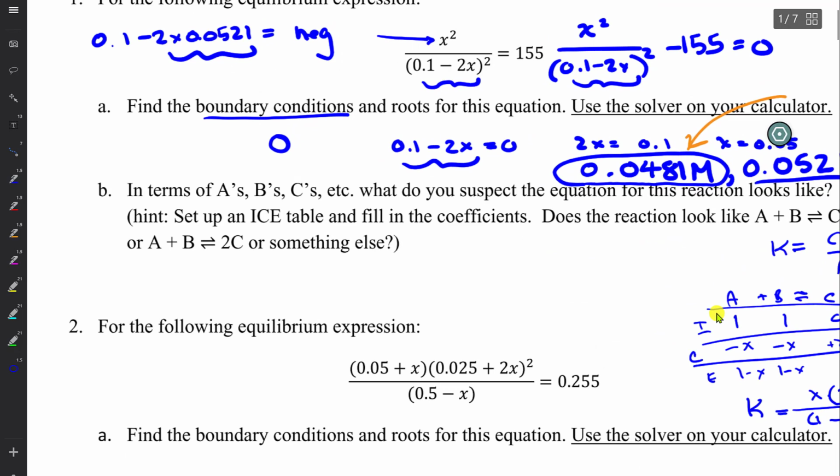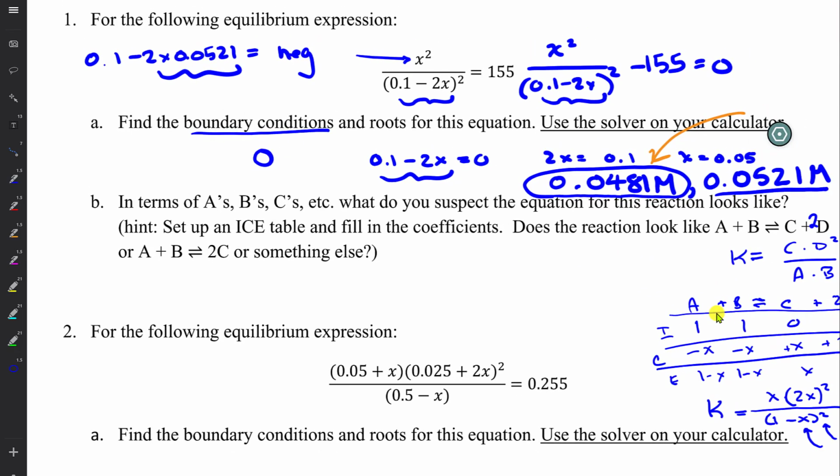So let's go ahead and do this first one. This is my expression. I'm just going to rewrite it here. It's X squared over 0.1 minus 2X squared.